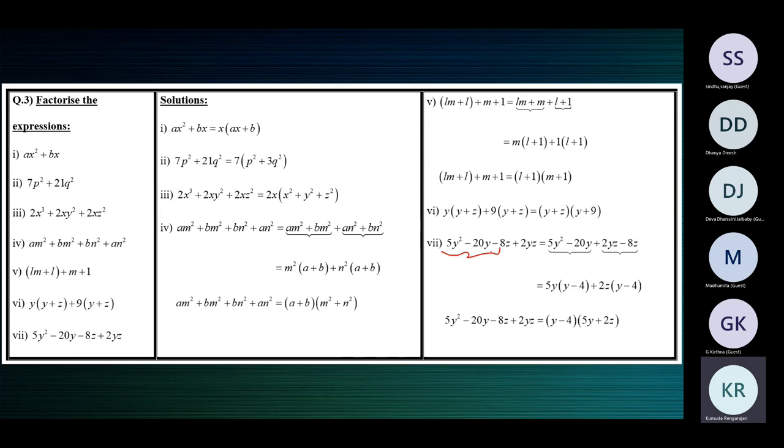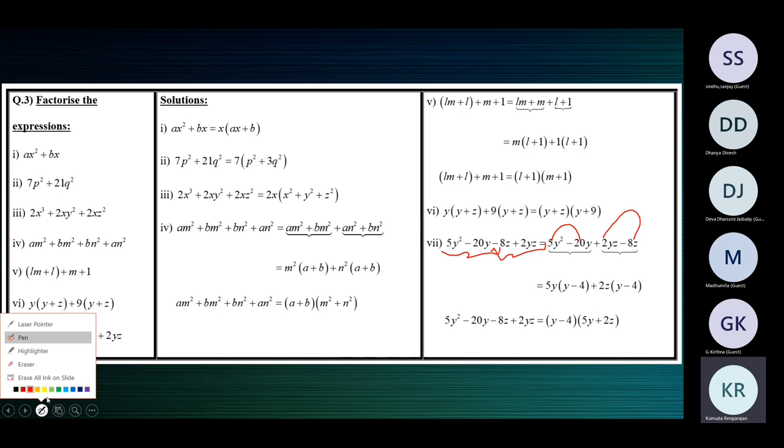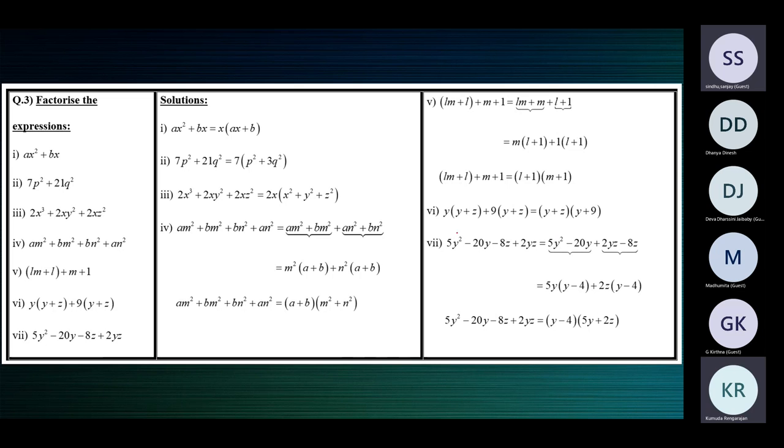But here in the third and fourth term, we have minus 8 first and then plus 2. That is the greater number first and then the smaller number. So I have rearranged. 5, 20, 2, 8. Like 5 4s are 20, 2 4s are 8. I've exchanged the terms. Can you see that? The third and the fourth term. Yes, ma'am. Okay.